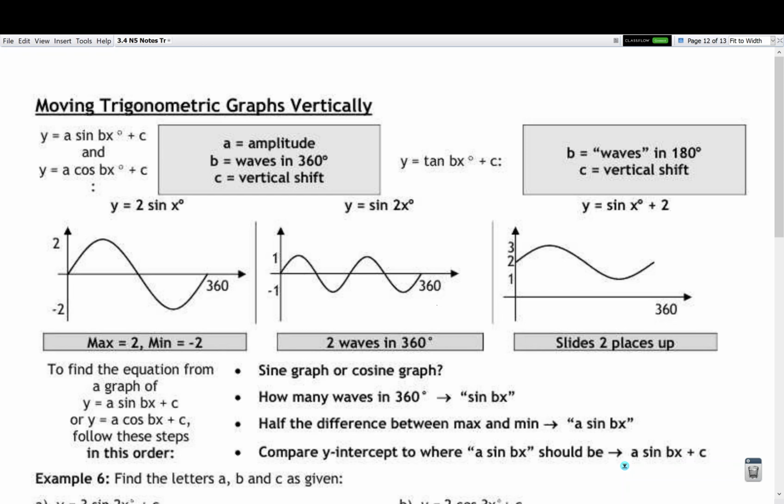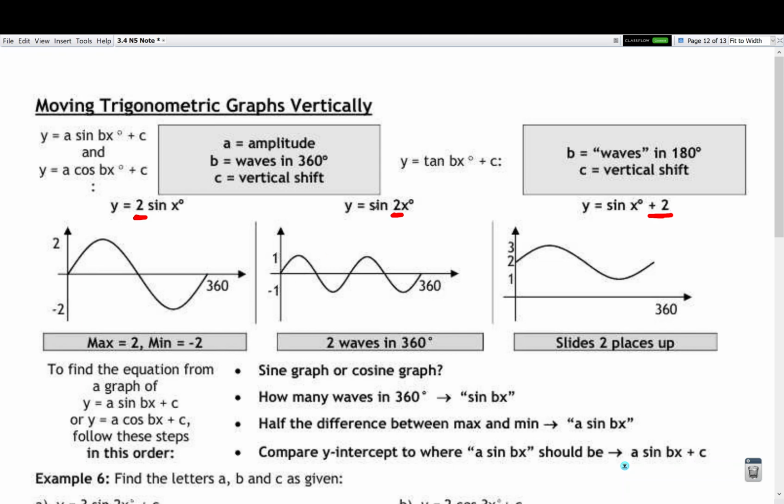So these three graphs that are in front of you are just to give you an understanding of the difference between A, B and C. If you can see, each one of them has a 2. The first one has a 2 in the place of the A, the second one has a 2 in place of the B, and the third one has a 2 in place of the C. So the A affects the amplitude, which means that this is the normal sine x graph. It just goes up to a maximum of 2 and down to a minimum of -2.